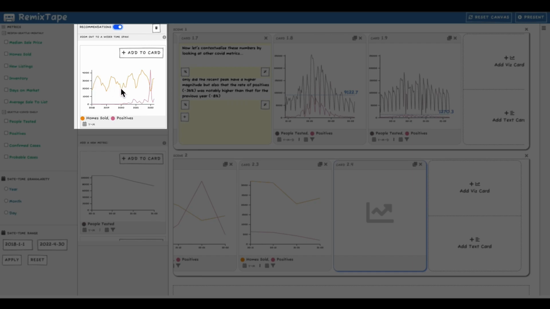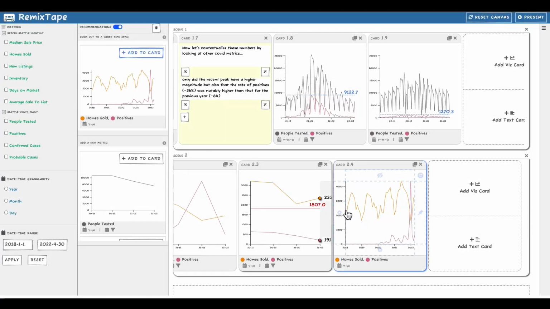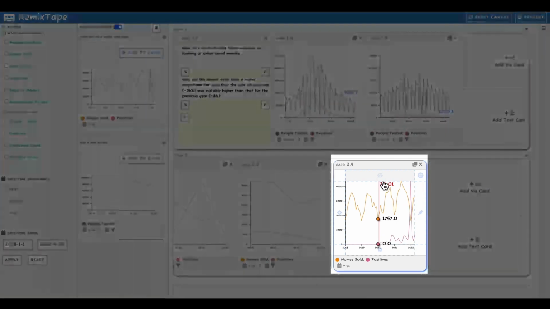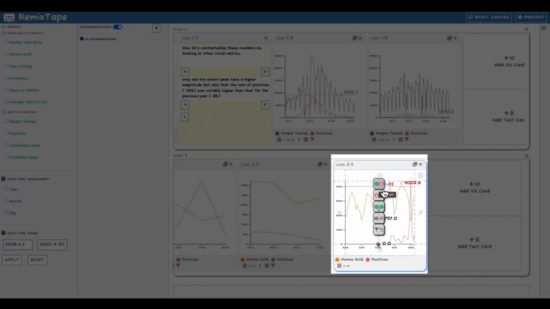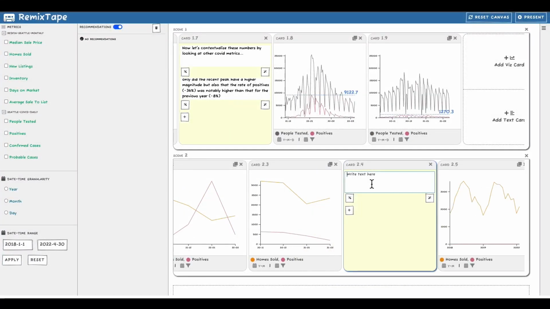By including the pre-COVID time range, our audience can now appreciate that the lower home sales in December is not specific to 2021 or 2022, but rather a more general trend. We can add this helpful context in a text card. We can also consider other home sales metrics to enrich our narrative.